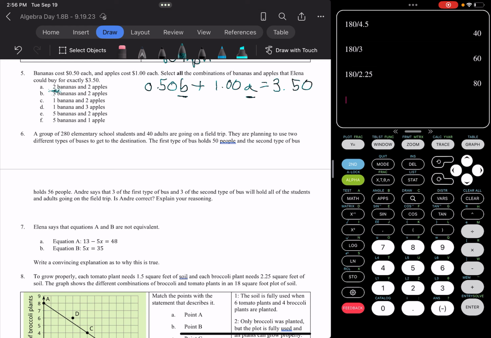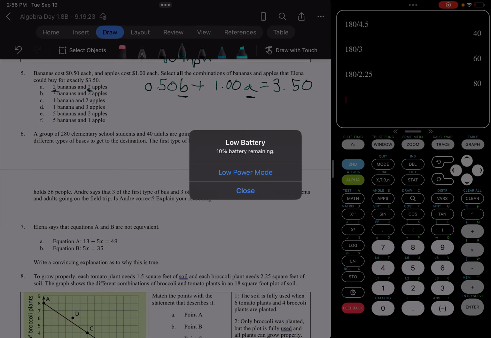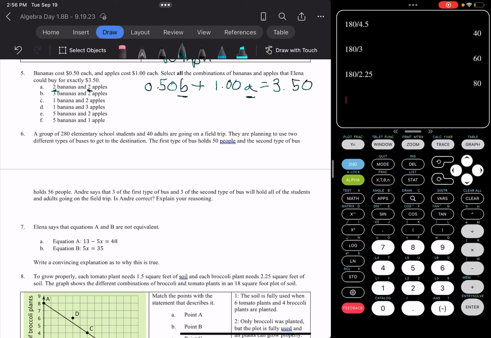So what you're going to do then is take each of these answer options and plug them in and see if they work, right? So if I were to say 0.5 times 2 bananas plus 1 times 2 apples equals $3.50, does that work? So 2 times 0.5 is going to only give you 1. 1 plus 2 is 3. That's not enough, so that does not work. Right? So for number 5, you're plugging in your answers and seeing which of those work to equal 350. If it equals 350, then it is an answer solution. It is a possible solution. You can go ahead and circle it.